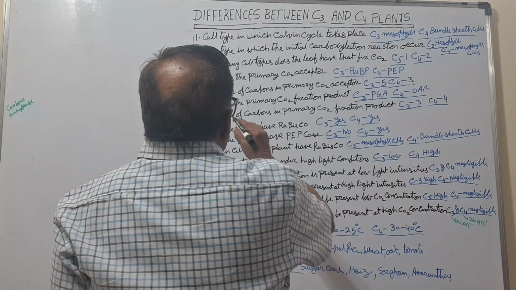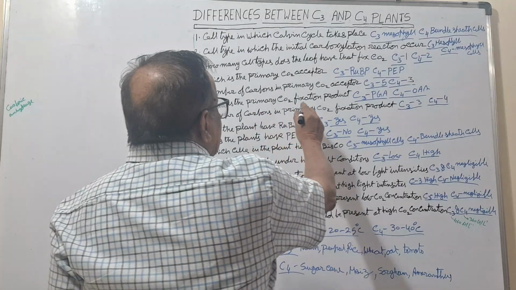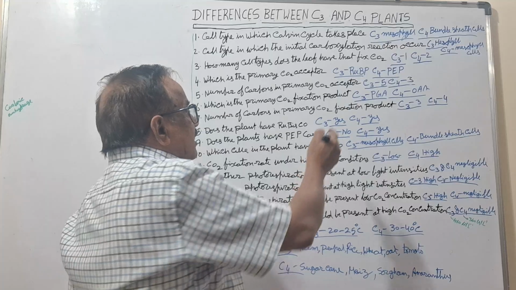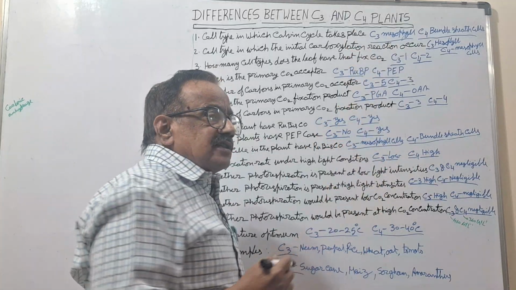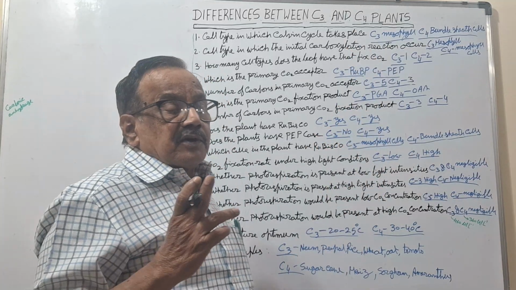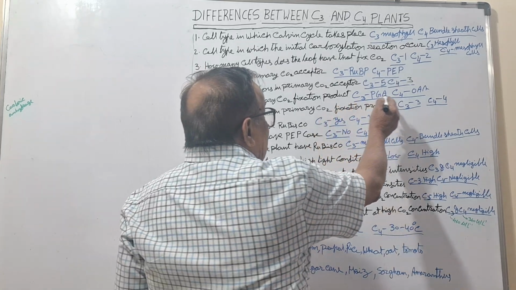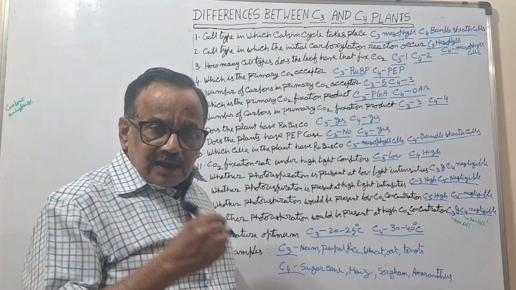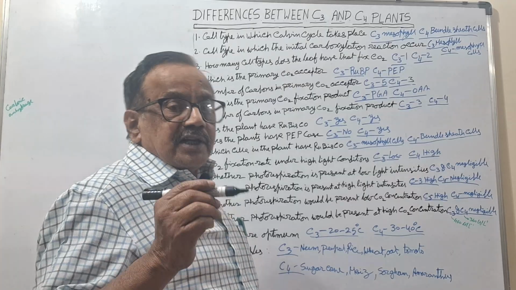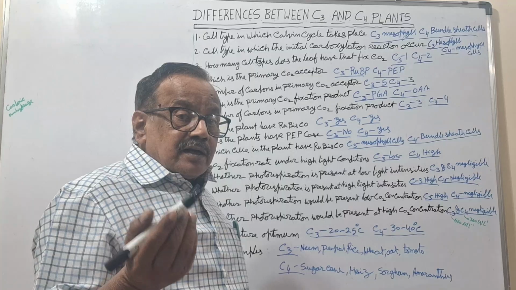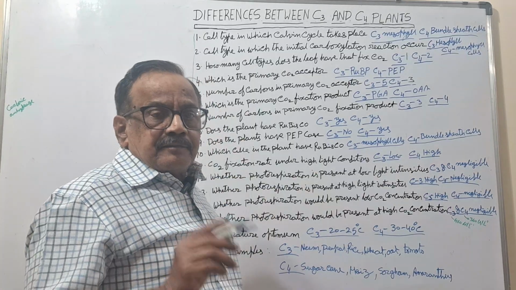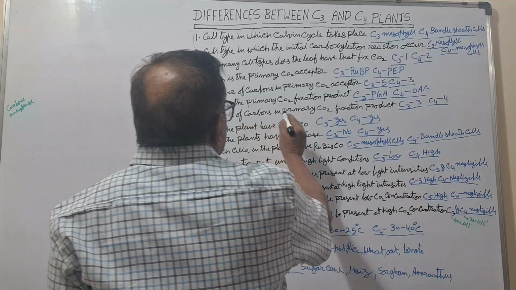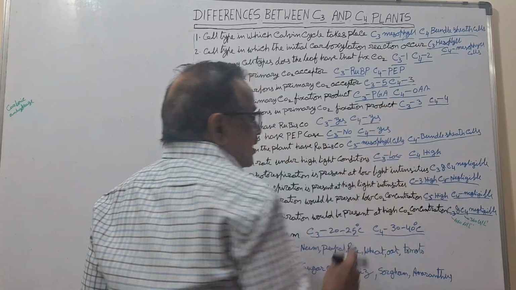And next, which is the primary carbon dioxide fixation product? In C3, two molecules of phosphoglyceric acid will be formed, and in C4, oxaloacetic acid will be formed after taking the carbon dioxide in the form of bicarbonate. Remember it, that is most important. And the number of carbons in the primary carbon dioxide fixation product.